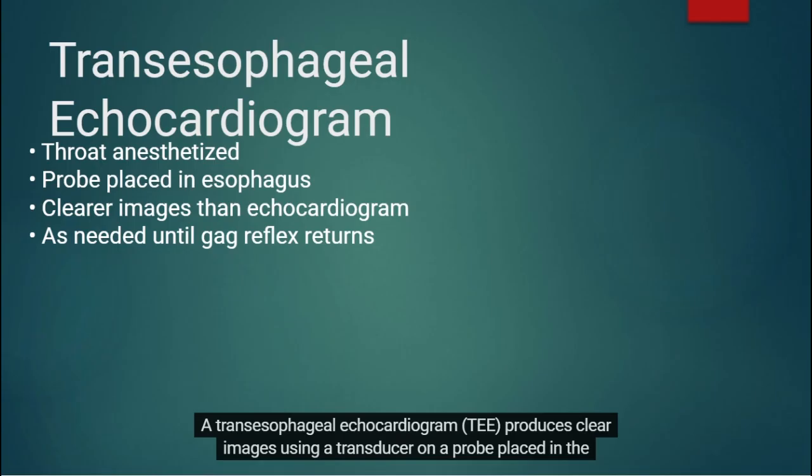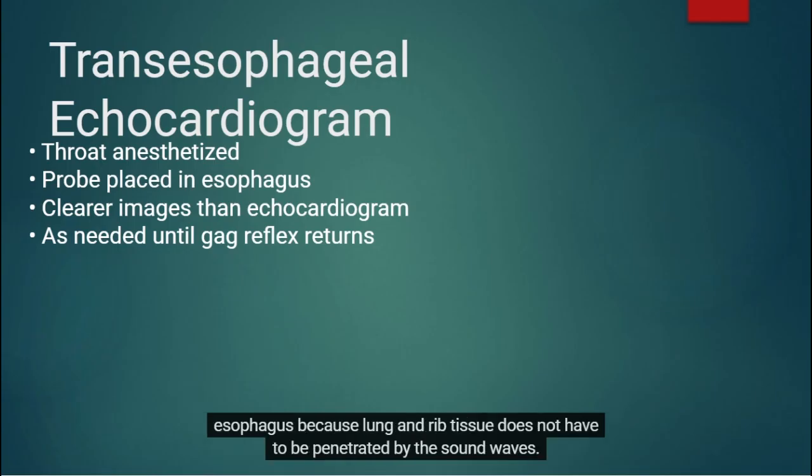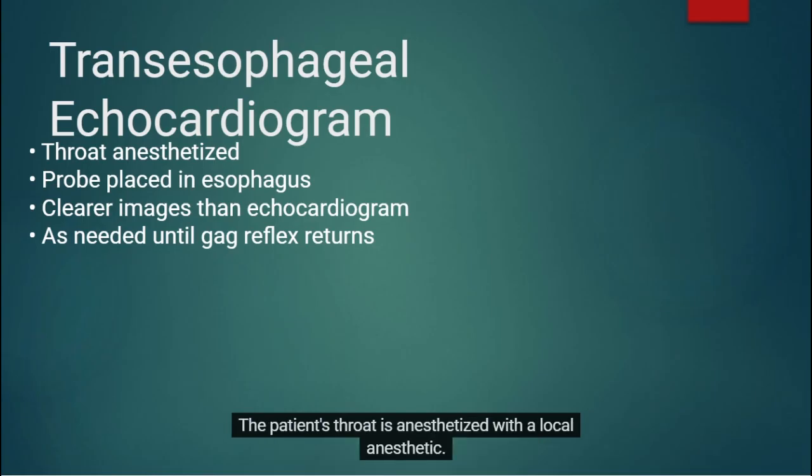A transesophageal echocardiogram, TEE, produces clear images using a transducer on a probe placed in the esophagus because lung and rib tissue does not have to be penetrated by the sound waves. Patients take nothing by mouth, NPO, for 6 hours before the test and receive a sedative. The patient's throat is anesthetized with a local anesthetic.